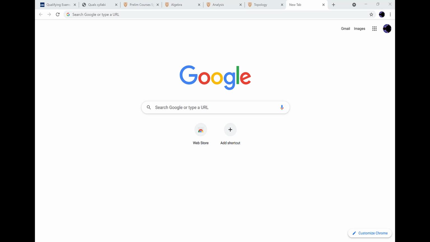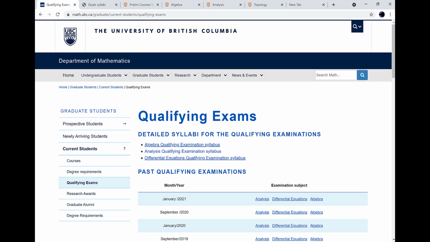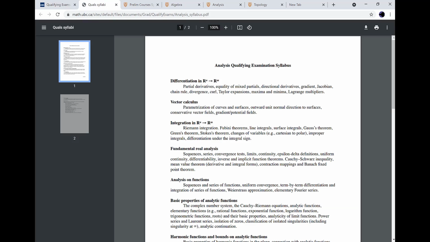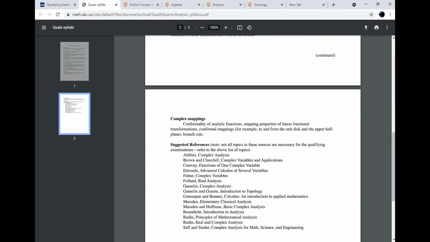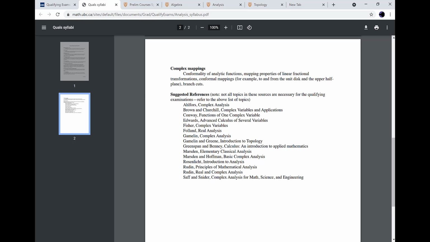So I just picked two universities, the University of British Columbia in Canada and the University of Texas at Austin. If you look at UBC's page, they have their qualifying exam syllabuses, and if you take a look at the analysis one, you'll see that they have quite a long list in this case, starting with Ahlfors' complex analysis. Everybody knows that, and you'll see quite a few familiar names here, but the ones that stood out for me were the Introduction to Applied Mathematics by Greenspan and Benney, calculus, and Marsden's Elementary Classical Analysis.